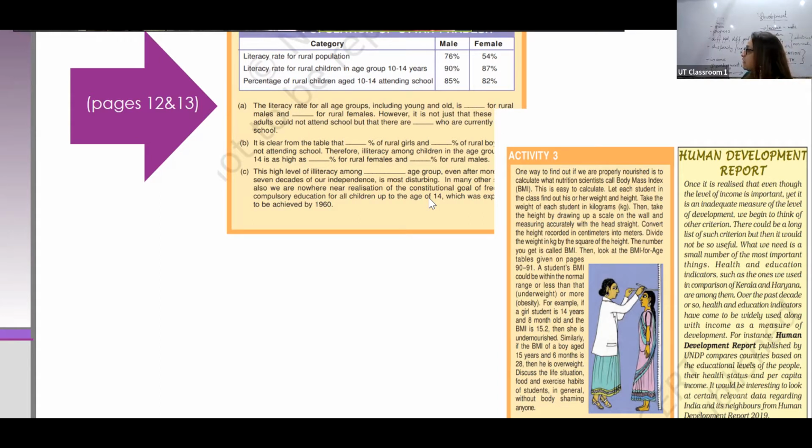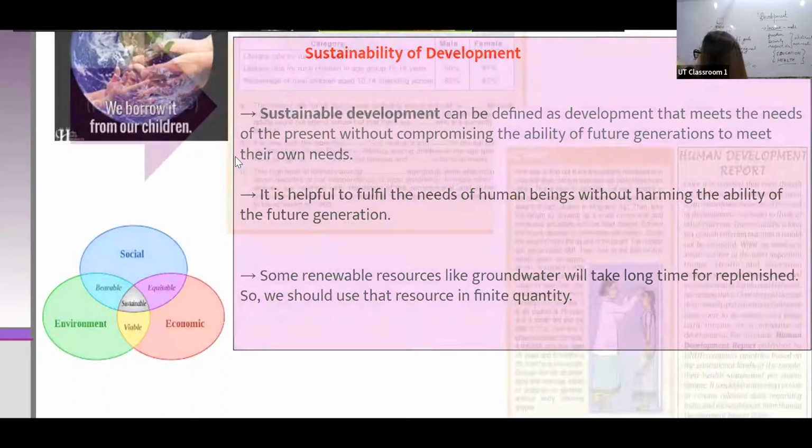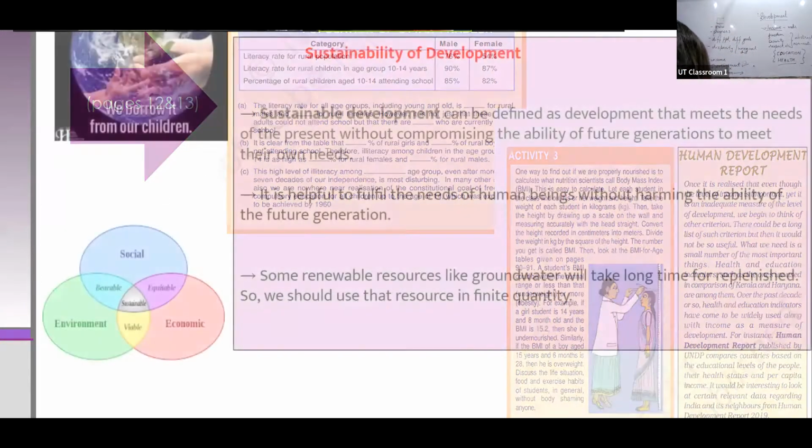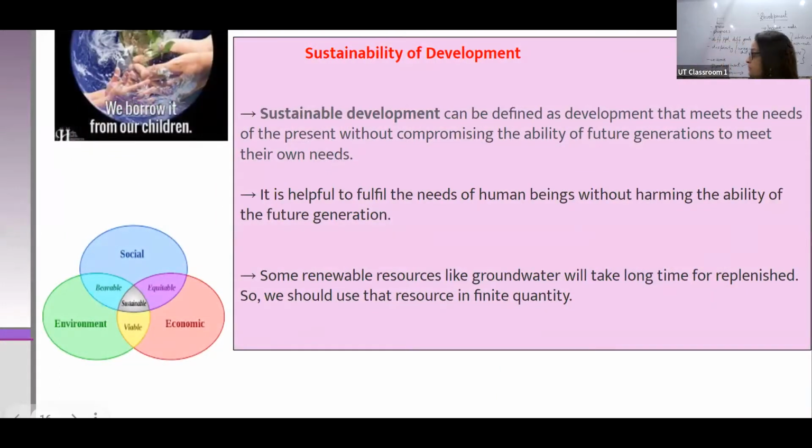Over the past decade or so, health and education indicators have come to be widely used along with income as a measure of development. For instance, the Human Development Report published by the UNDP compares countries based on the educational levels of people, their health status, and per capita income. Okay, so here we spoke about BMI and health and education being important parameters other than income. And this sustainability. What is it?